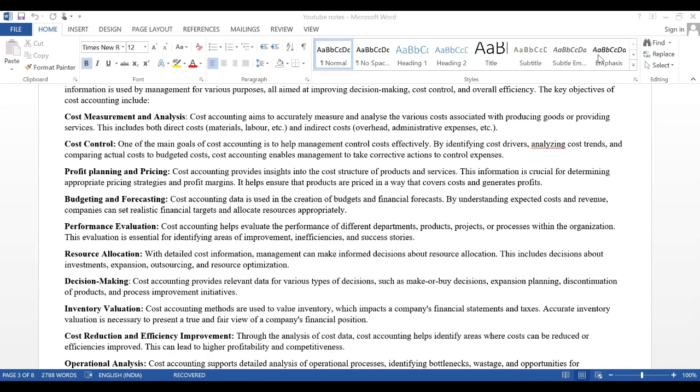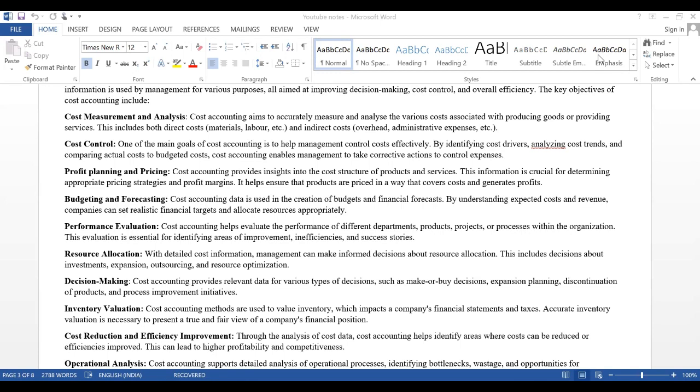Next is performance evaluation. Once we budget and forecast, the next thing is you're comparing those things. You're comparing forecasted and actual performance. It may be department-wise, product-wise, project-wise. You're comparing and evaluating based on the performance. So cost accounting definitely will help you in the evaluation of the performance.